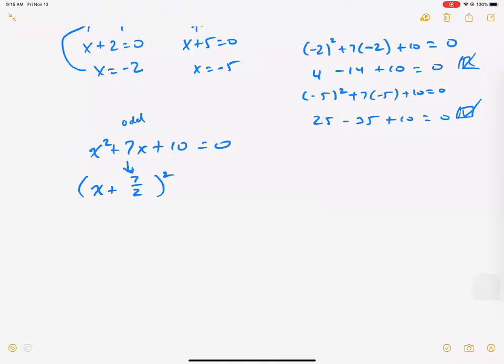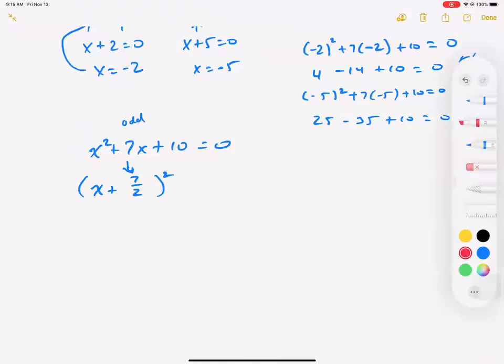What's the c I need to make this true? We square 7 over 2. Because for sure that's not 10. So we write plus 49 over 4. And to balance out the equation, we minus 49 over 4.